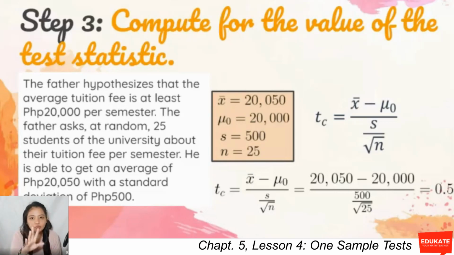Substituting the values of the variables in the formula, you're going to have 20,050 sample mean minus 20,000, which is the hypothesized mean, all over the fraction 500 sample standard deviation divided by the square root of 25, or the square root of your sample size. Applying this whole expression into your calculator, the final answer would be 0.5.